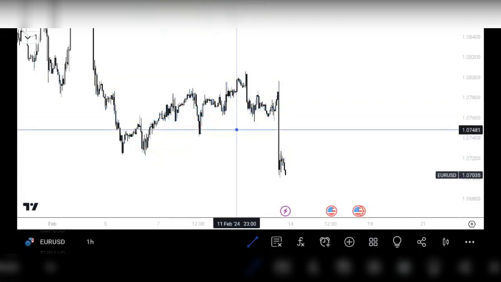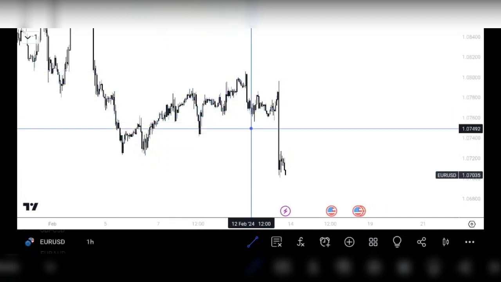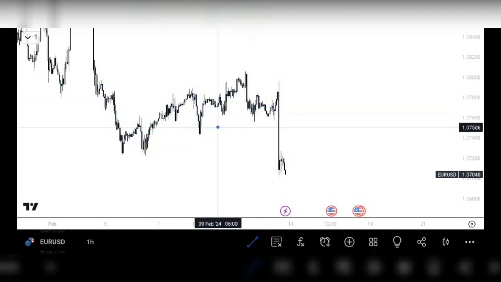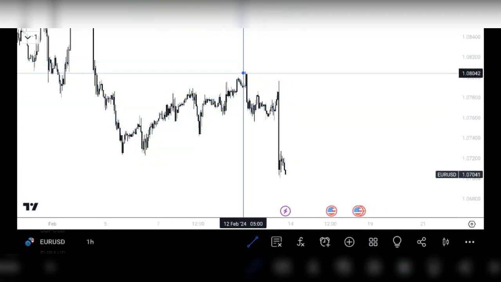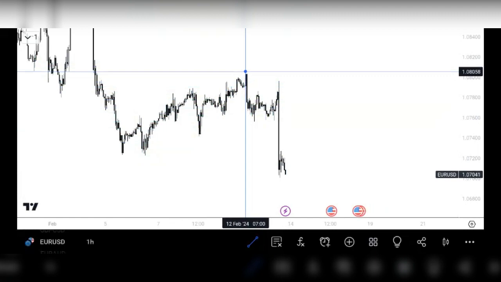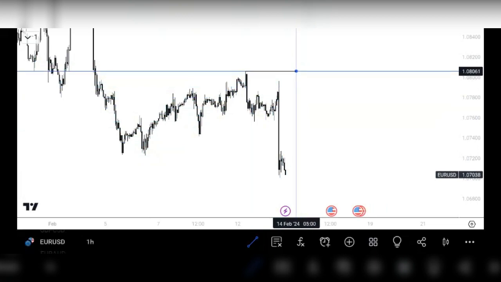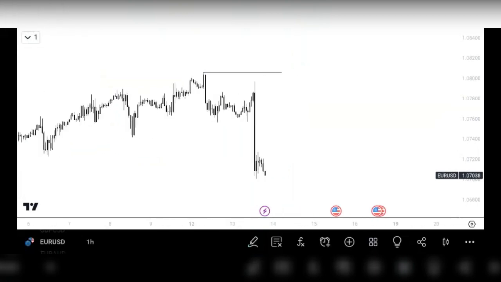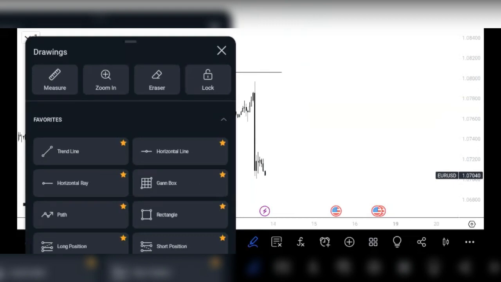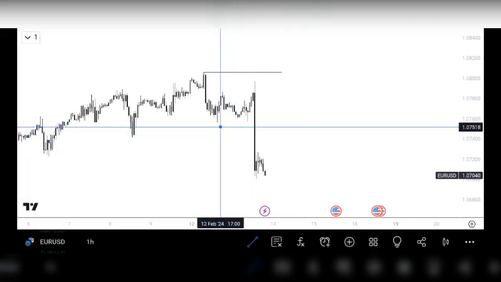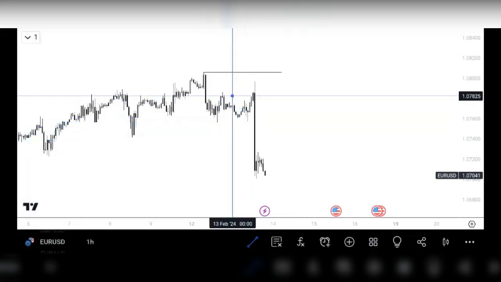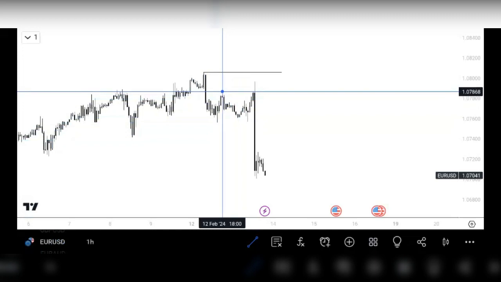Now, using your ABCD explanation, you can obviously say that this is our point A. Let me mark it out. This black line is our point A. And where is the point B? This is our point B, this swing here. And this is our point C.